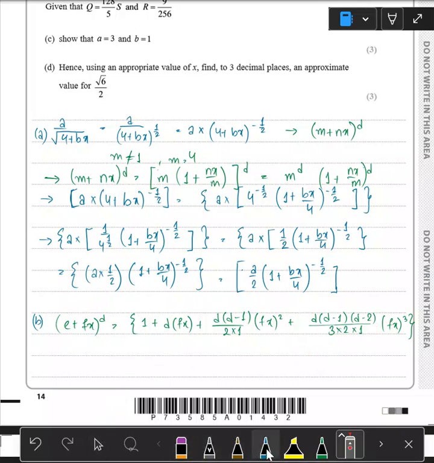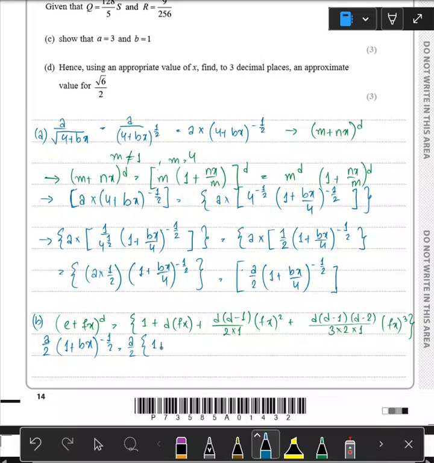So for our given expression, which is a by 2, 1 plus bx to the power negative half, we will be just expanding this part. This part is just a constant, so we can just leave it in the front. So it is a by 2.